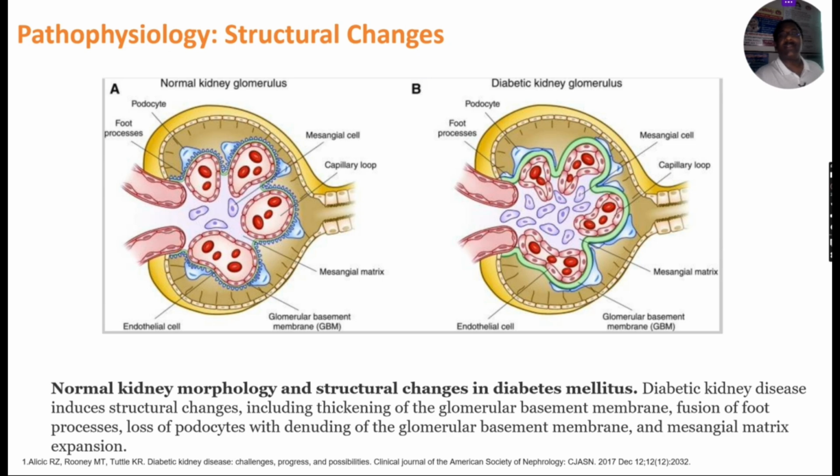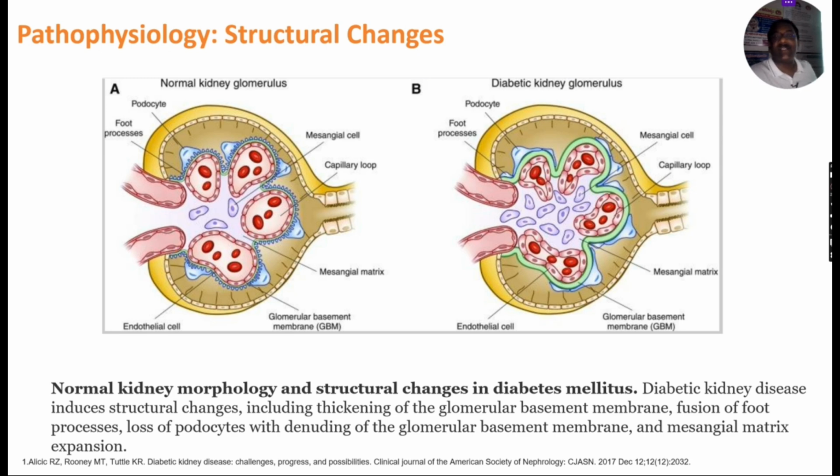See the normal glomerulus and the diabetic glomerulus. See the differences here. The podocytes, the foot processes, the mesangial cells, the capillary loop, mesangial matrix, glomerular basement membrane, endothelial cells. All these will be altered or disturbed in the presence of uncontrolled diabetes. See the foot processes. The first one is normal and the second one is abnormal. They lost their rhythm. And see the podocytes, the podocyte changes.